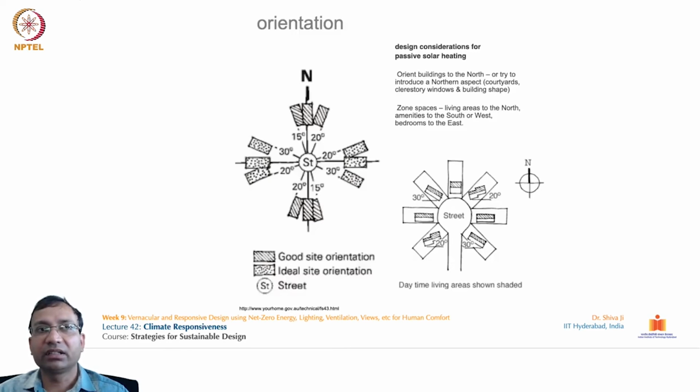So this is an example from Melbourne itself, how the site, how the building location has been given over here. You can see this legend. This is the good site orientation, which is facing north and south, and this is the ideal site orientation, which is facing east and west. So there is a combination which we must establish between the prevailing sun direction, prevailing wind direction, and the other natural features on any given site.